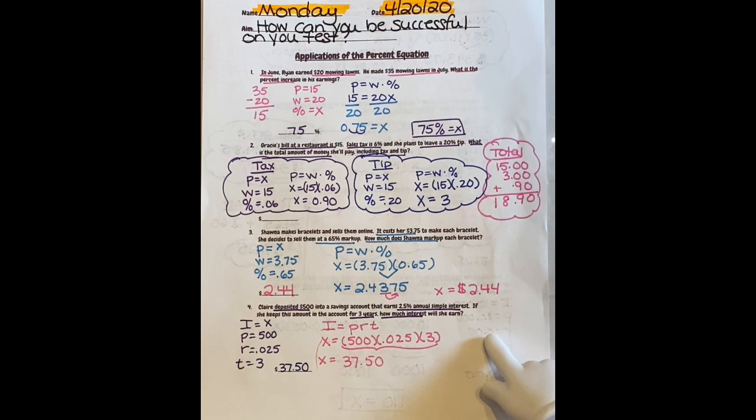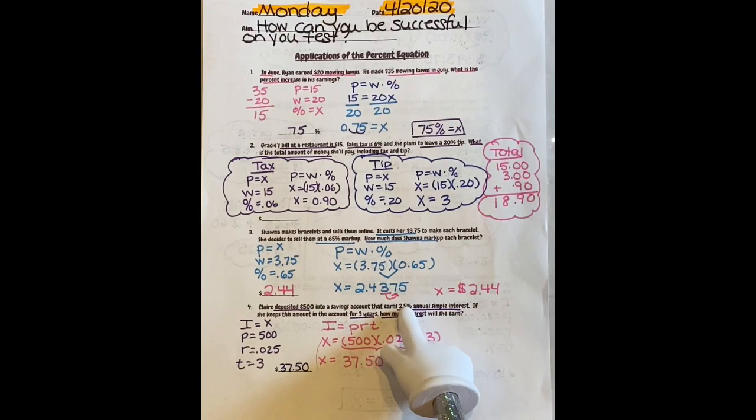Remember, I stands for interest. Principal is P, which is the amount that you're starting with or you're depositing. R is your percentage rate, and T is the amount of time in years. So she deposited $500, so that's your principal. She is going to earn a 2.5% annual simple interest rate.